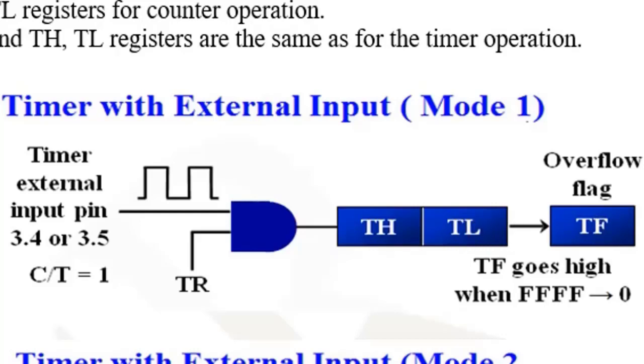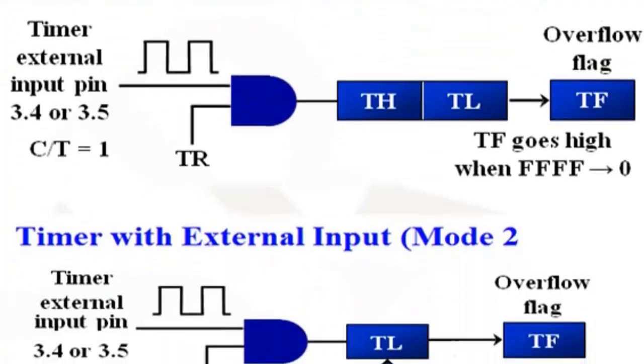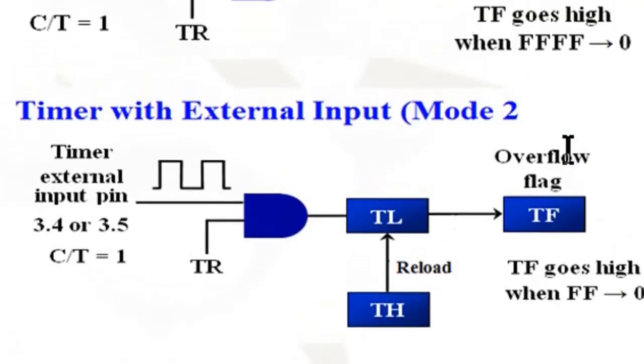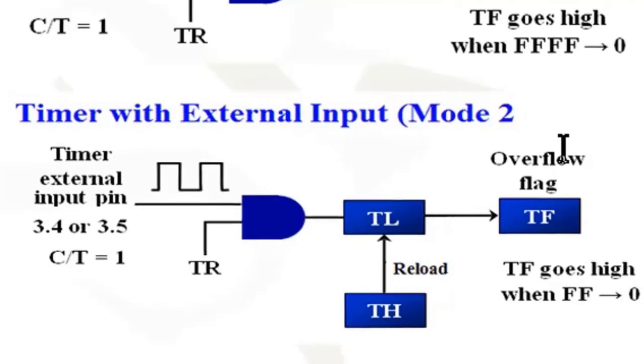Similarly, the timer can be used in mode 2. For this case, when mode 2 is operated, this part is the same. The TL value will be incremented, and ultimately when it reaches the highest value, that is FF, then the flag will be high. We may check this status and do different things as per our requirement. So this is counter operation using timer 0 and timer 1.